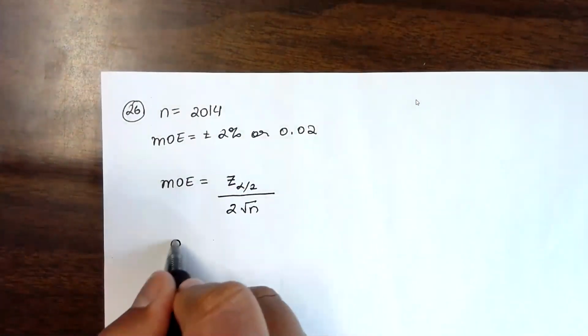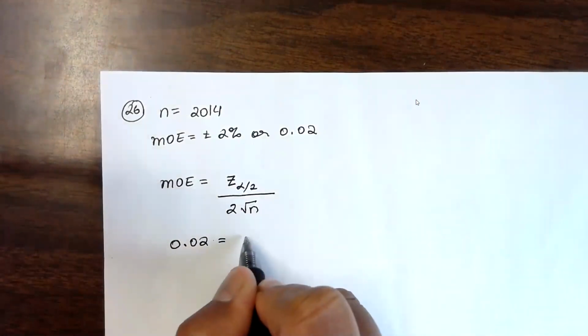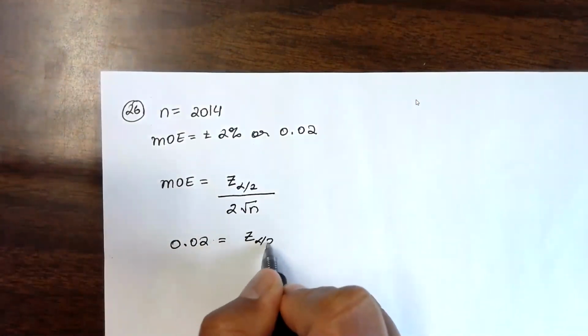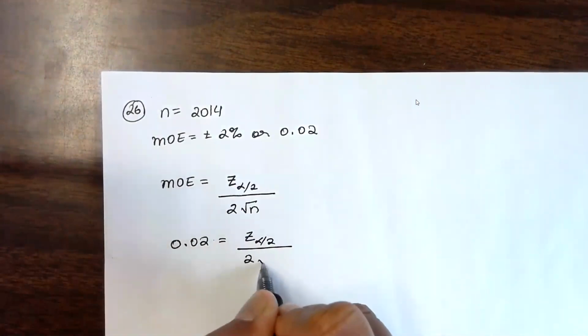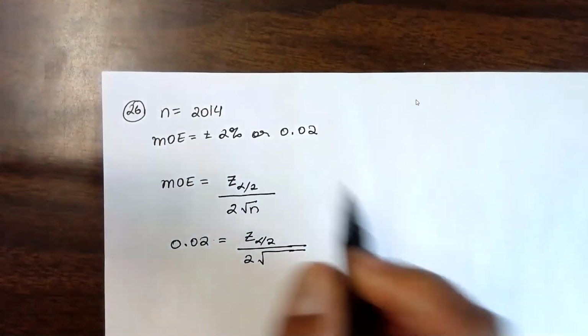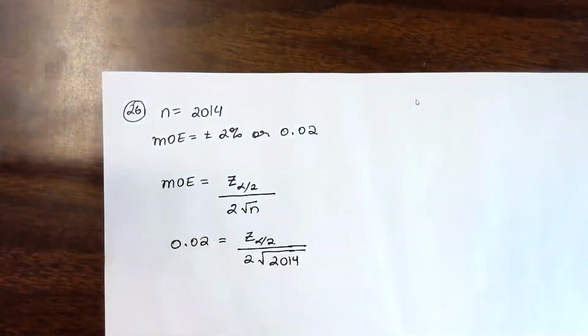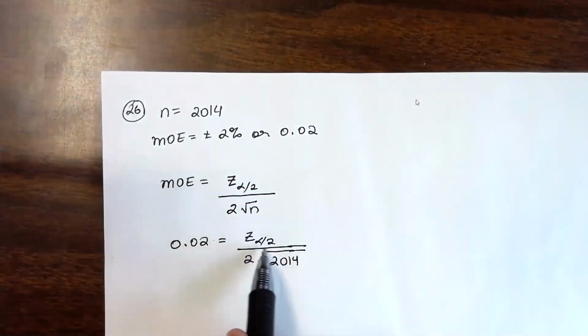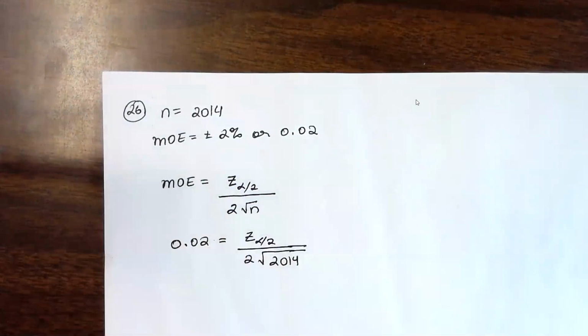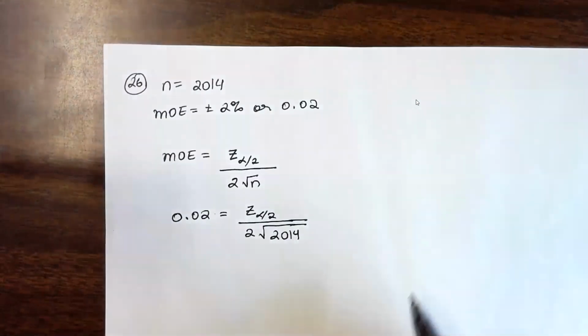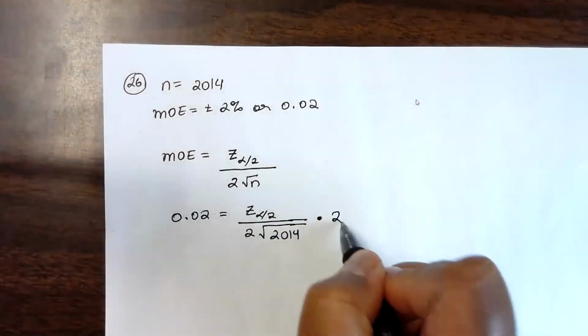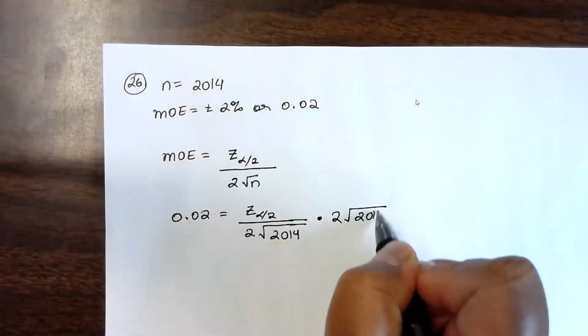We know our margin of error, which will be 0.02. We do not know our z value, so let's leave it as it is. 2 times, we know that our sample size is 2014 students, so we'll go ahead and put that in. Now, obviously, we are trying to figure out what this z alpha sub 2 is, so we need to isolate that, which means we need to get rid of this denominator. So what I'm actually going to do is go ahead and multiply this denominator on both sides of our equation.